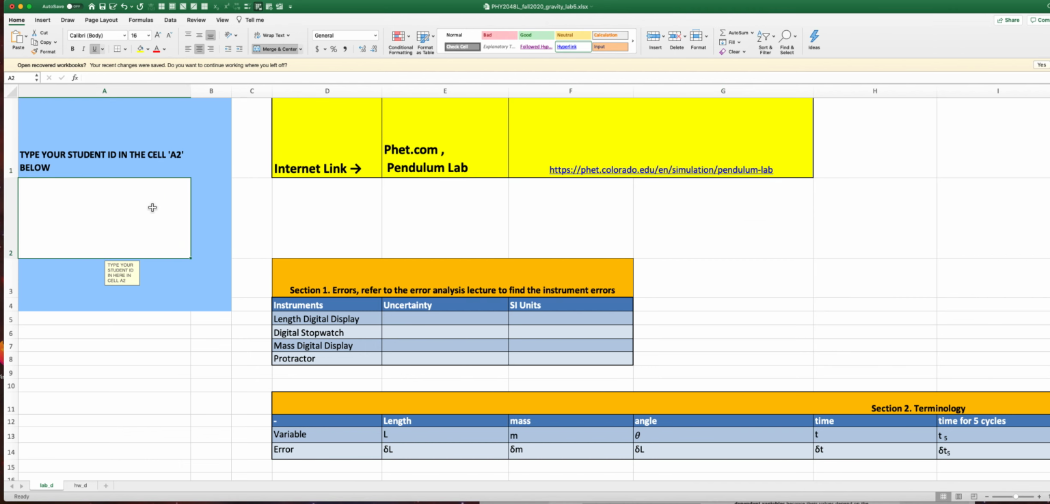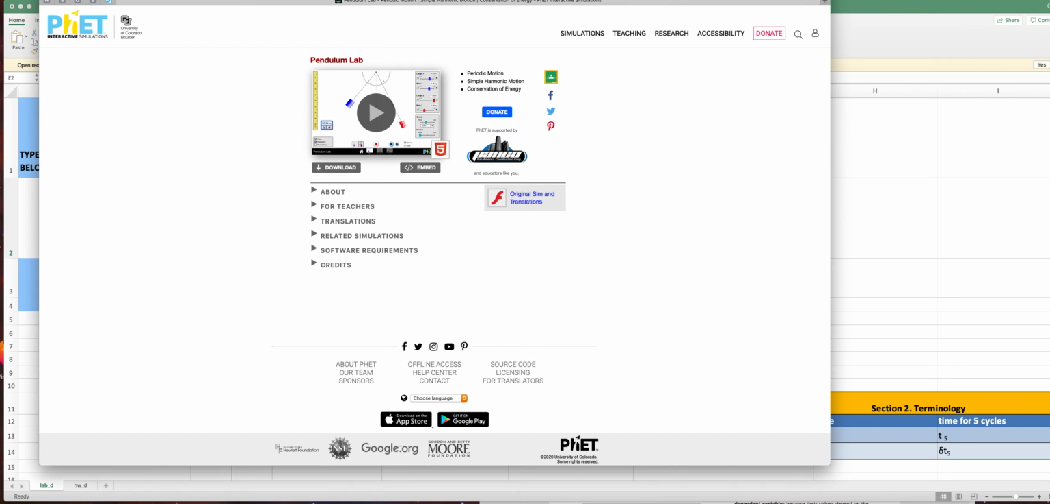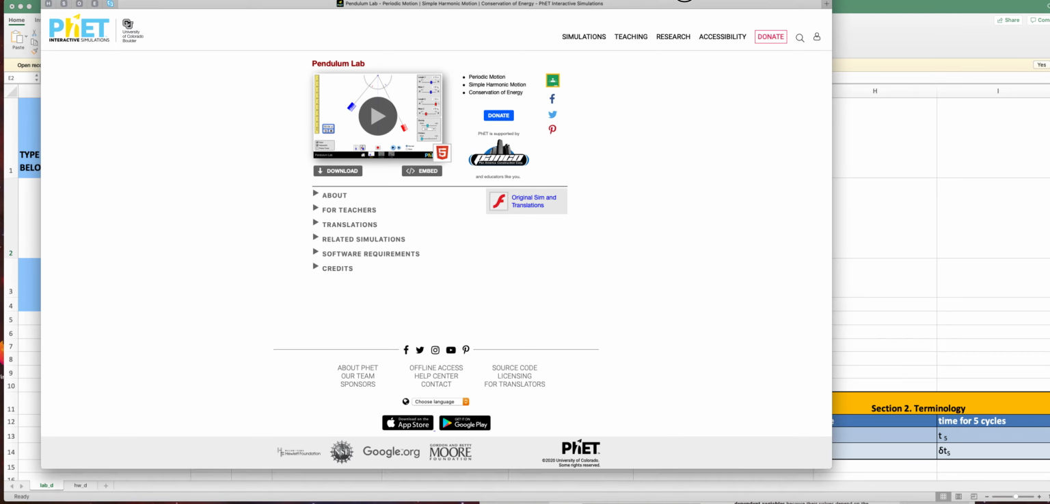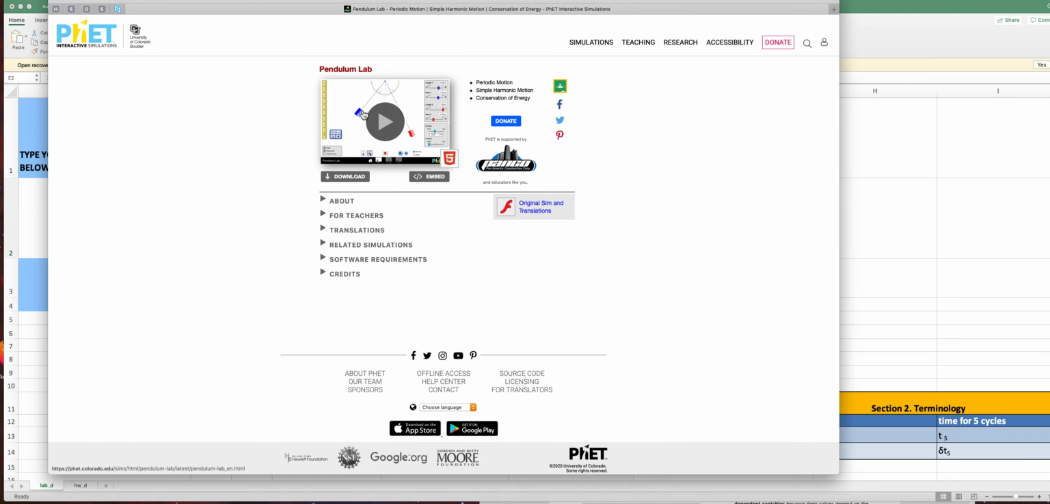Once you open up the Excel lab, make sure you enter your student ID, your capital letter, and then the numbers. The next thing is there's an internet link. You can either type this into Google, or you can click on this link over here. When you do that, this page is going to show up, and you're just going to click on this image.